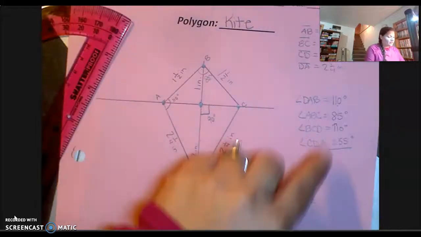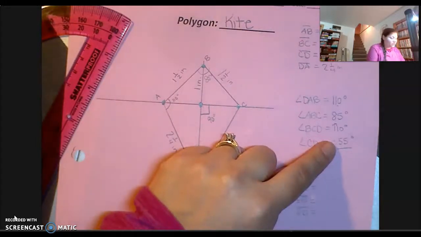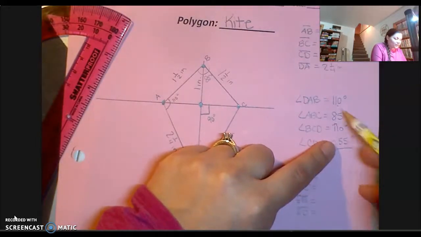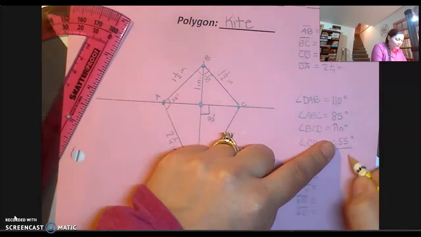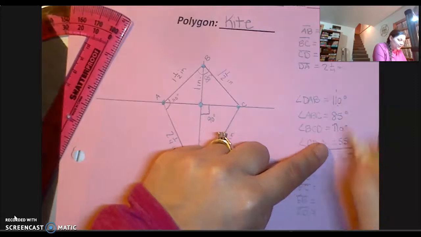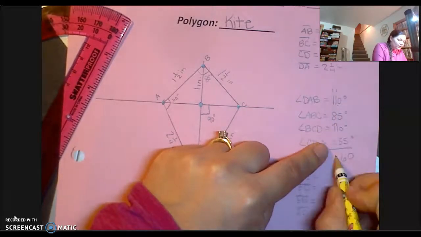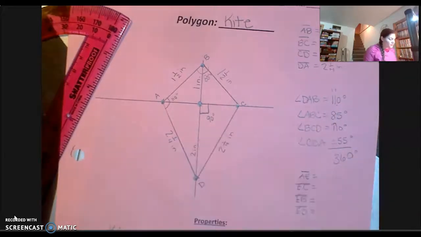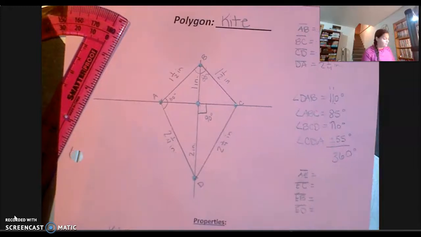So we need to add these to make sure we equal 360 degrees. 0, 5, 0, and 5 is 10. 8 and 2 is 10, plus 5 is 15, and 1 more is 16. 1, 1, and 1 is 3. So we got 360 degrees, so we measured correctly.